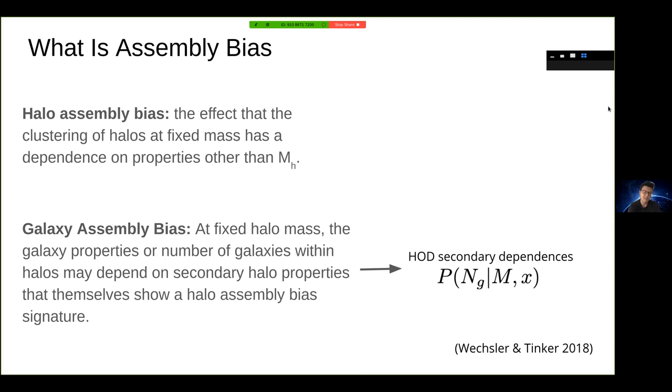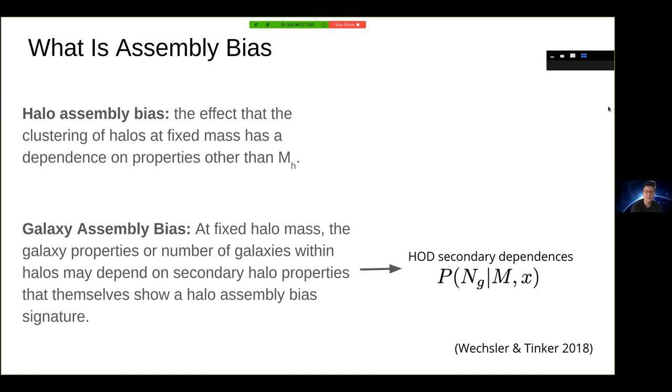The secondary effect is galaxy assembly bias, which is the effect that at fixed halo mass, the galaxy properties or number of galaxies within halos may depend on secondary halo properties that themselves show a halo assembly bias signature. The easy way to visualize this is that in the popular HOD framework, this shows up as a secondary dependence in the HOD other than halo mass. So the number of galaxies per halo might depend on things like halo spin, concentration, or other things.